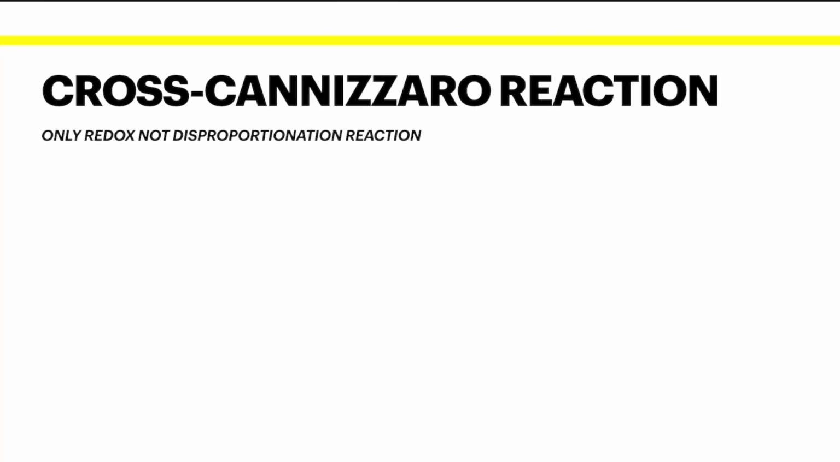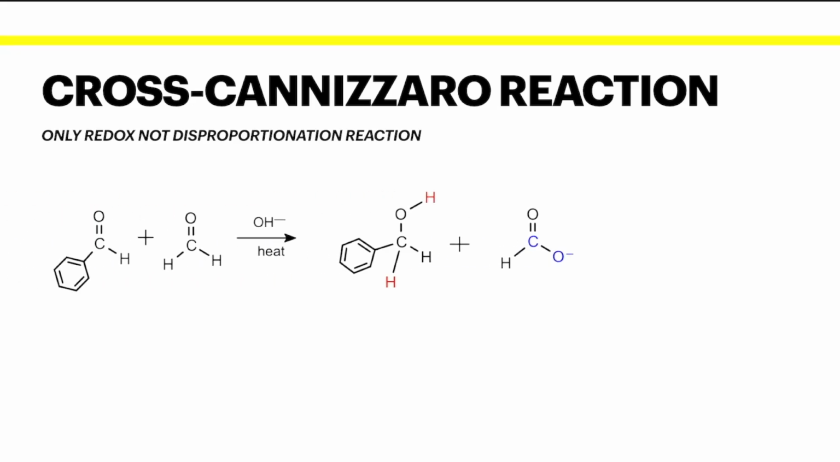Let's move to the next reaction, which is the cross Cannizzaro reaction. Remarkably, a cross Cannizzaro reaction is only considered as redox. It is not a disproportionation reaction. The reason is that oxidation and reduction of different aldehyde groups take place.